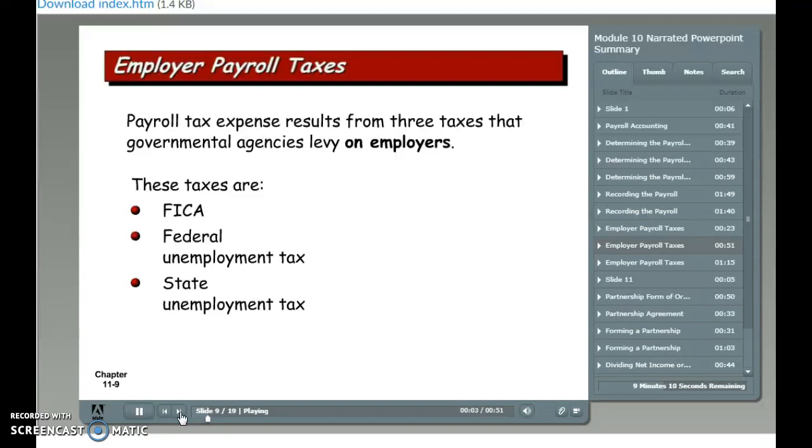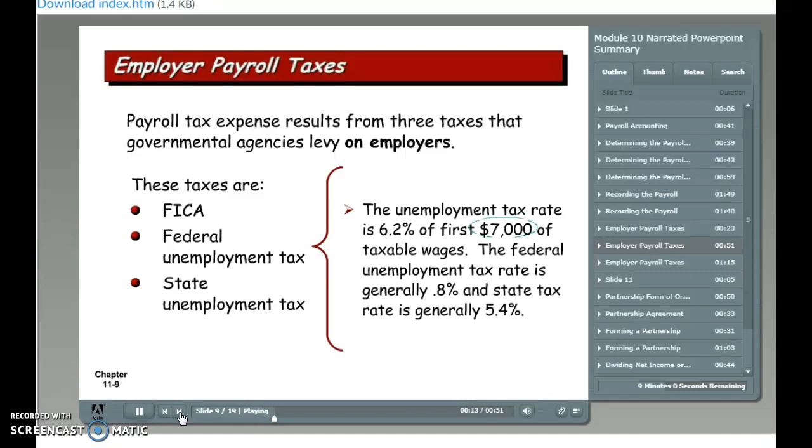In addition to FICA tax, employers also pay unemployment taxes at both the federal and state level. These unemployment taxes are paid on the first $7,000 of earnings per employee. After employees have passed the $7,000 gross earnings amount, the employer will not have to pay any more unemployment taxes on these employees' wages until the next calendar year.